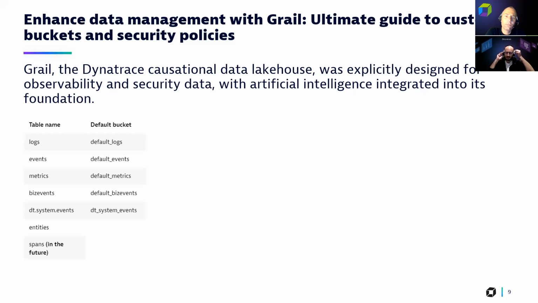For those not familiar with Grail, it is the Dynatrace data lakehouse. It is explicitly designed for observability and security data, together with our artificial intelligence integrated into its foundation. As you see in this table, we have default buckets and table names for the whole environment. Now we are going to talk about how we can add additional buckets, or how we can design them based on your needs, your team structure, and your specific use cases, and how we give you flexibility in Dynatrace.